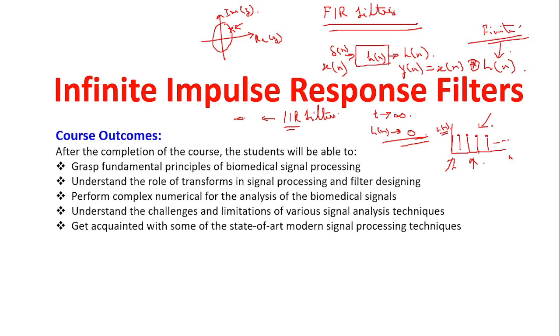Okay, if it is placed onto the unit circle, then there is a problem. If it is placed outside the unit circle, then also there will be a problem. The system will become unstable. If it is on the unit circle, then it would be marginally stable, and if it is placed outside the unit circle, it will be a totally unstable system. Okay.